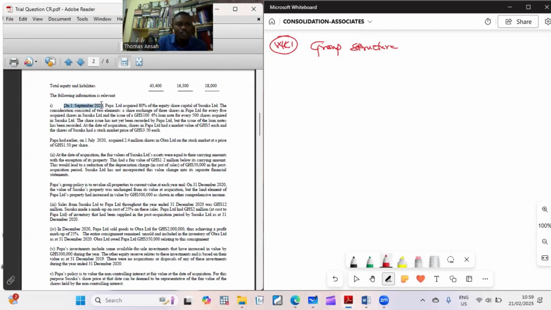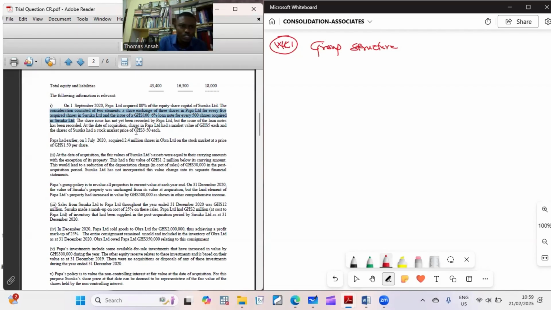On September 1st, 2020, Papa Limited acquired 80% of the equity of Susuka Limited. All right. The consideration consisted of 2 elements: share for share exchange of 3 shares in Papa Limited for every 5 shares acquired in Susuka, and at the same time issue a 100 Ghana cedi 6% loan note for every 500 acquired. All right. Now watch this.